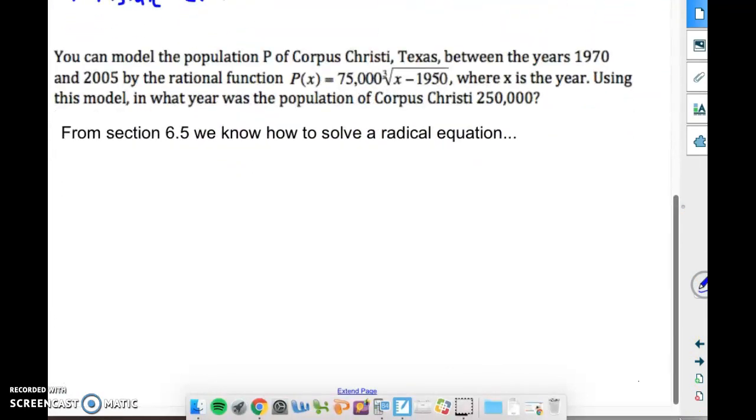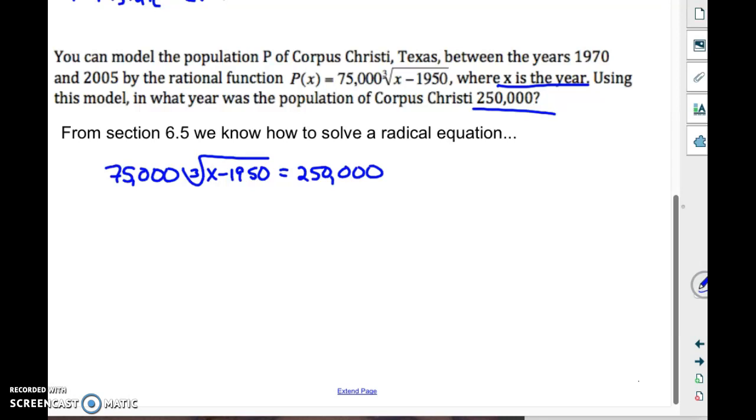You can model the population P of Corpus Christi, Texas between the years of 1970 and 2005 by the radical function P of x equals 75,000 times the cube root of x minus 1950, where x is the year. Using this model, in what year will the population of Corpus Christi equal 250,000 people?